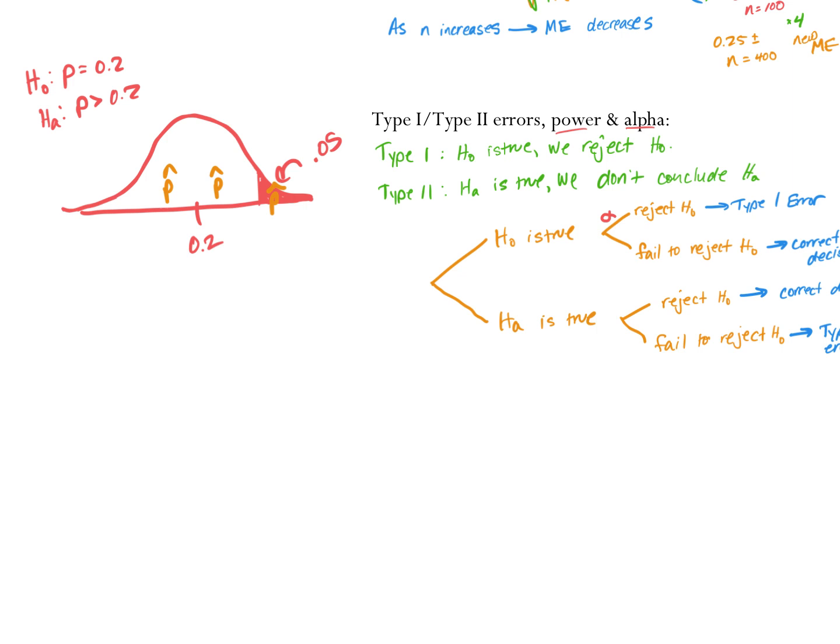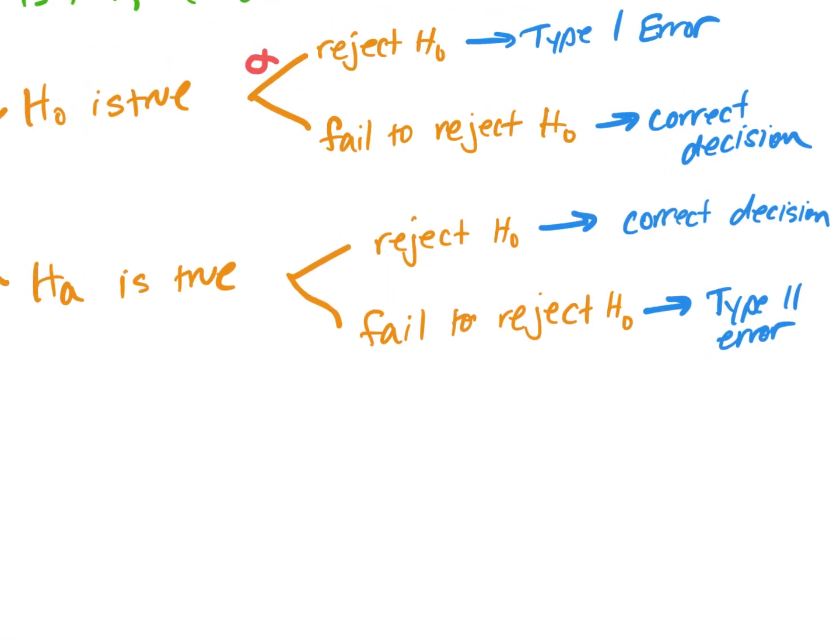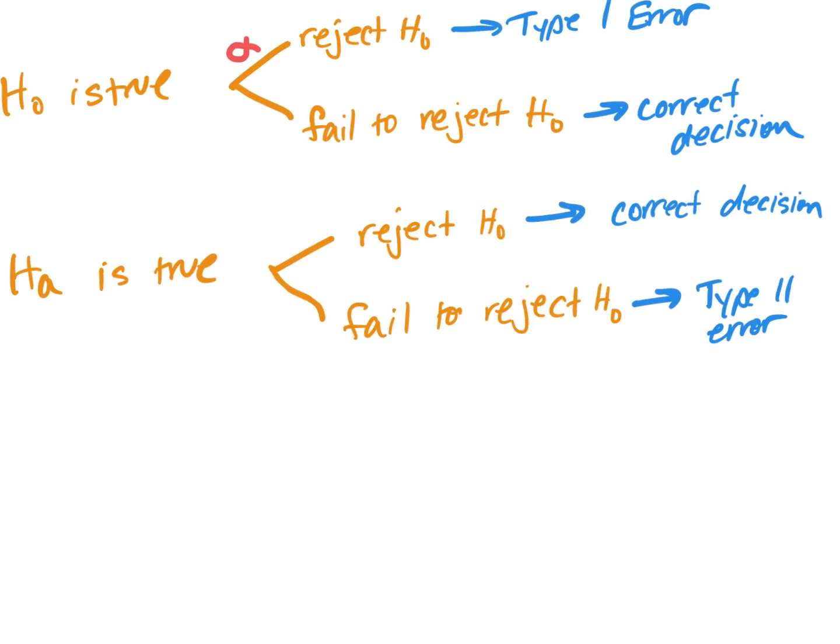All right? Now, if the alternative is true, it's a totally different picture because my center wouldn't be 0.2, it would be some version of p bigger than 0.2. Okay? And so from there, rejecting the null still goes with alpha. Rejecting the null is what we call the power of the test.